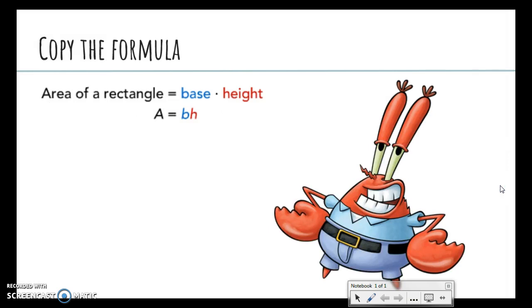Alright, so here's the formula for finding the area of a rectangle. You would use area of a rectangle equals base times height, or A equals BH. And I'm sure you can probably guess why I put Mr. Krabs in there, because, duh. Alright, let's move on.